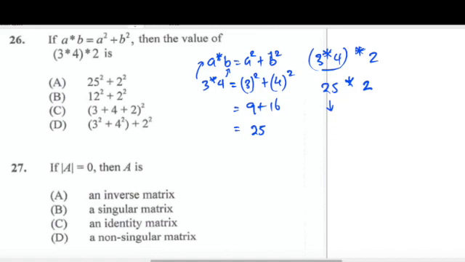Oops, sorry, let me just clean that up. 25 squared plus 2 squared. So 25 squared is 625. This is one of the square numbers you should probably know. Plus 2 2s are 4, so that will give us, oh look, we didn't even have to work that out. It's 25 squared plus 2 squared.